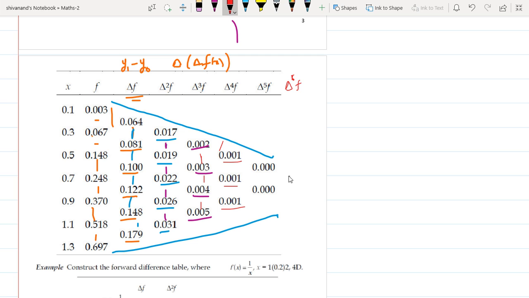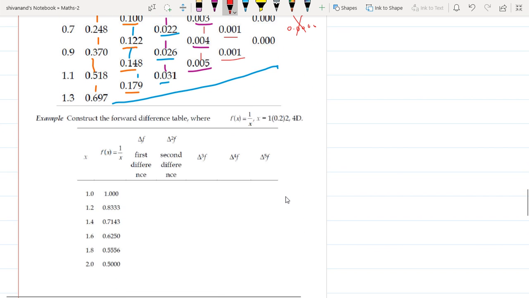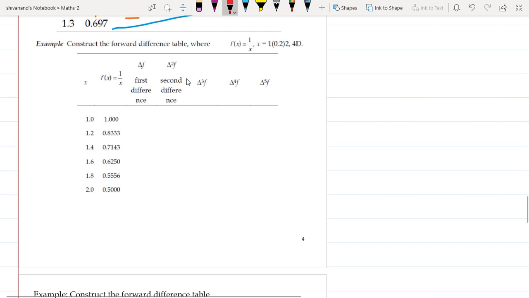If you go for one more step, delta raised to 6, then it is going to be 0, 0. So this itself is 0, therefore we don't go for the next step, okay? So this is what is called the forward difference table. We shall see one more example.